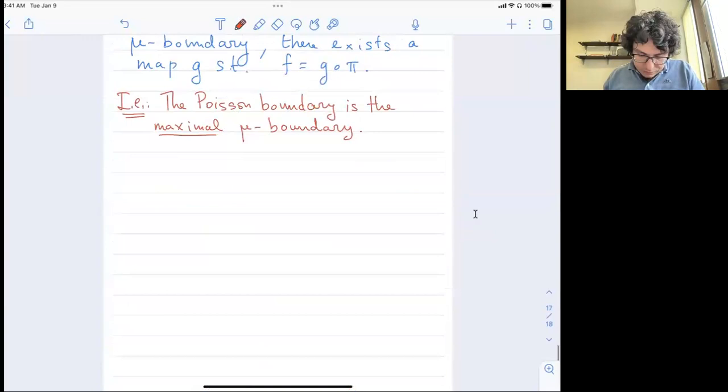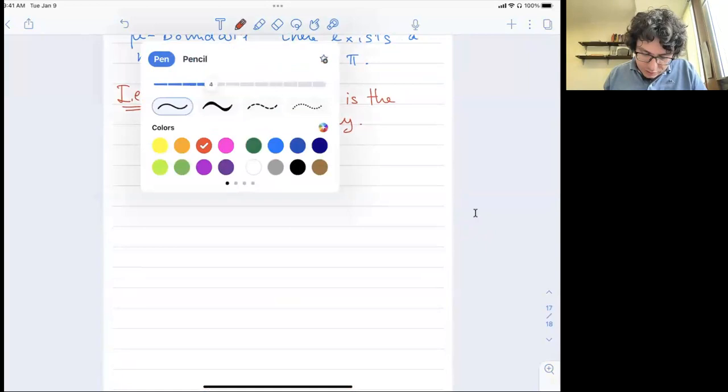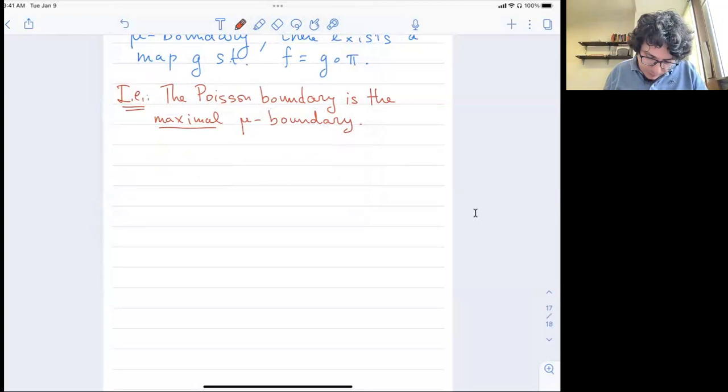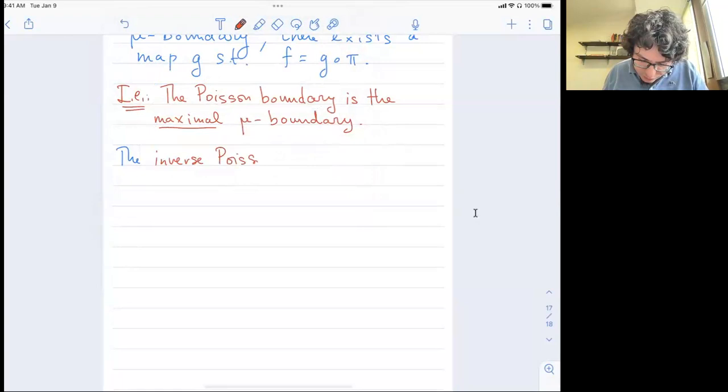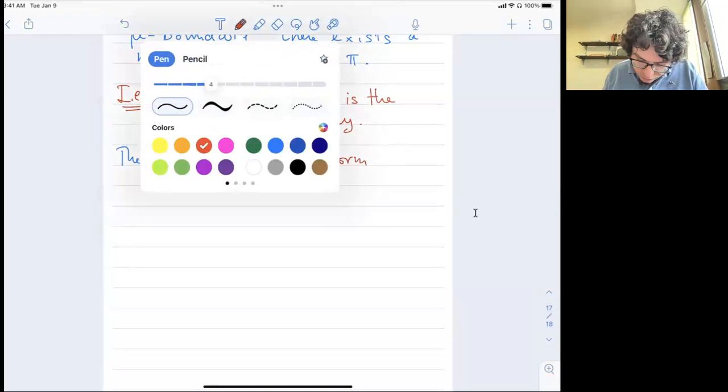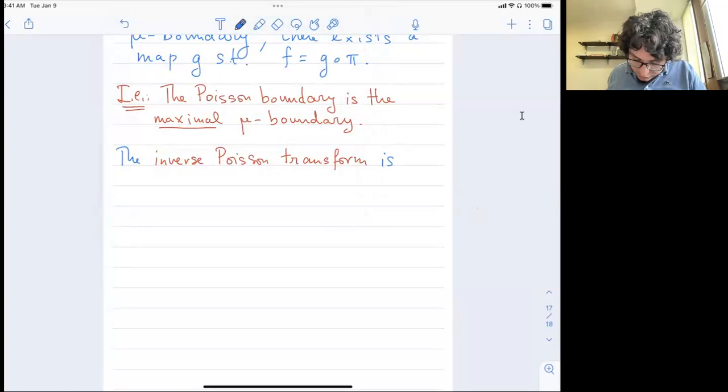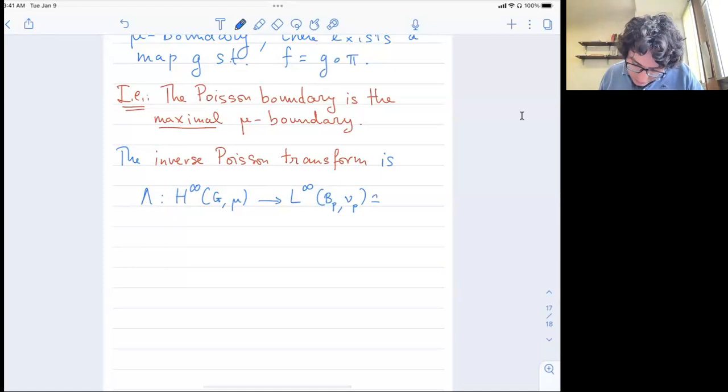So you see, we have a Poisson transform in one direction, and then we have the inverse Poisson transform. It is a map from H infinity of G mu to L infinity of the Poisson boundary. But we know by definition that the space of bounded functions on a Poisson boundary is the same as the space of functions on this path space that are T invariant. This is by definition. And so we define the map like this.